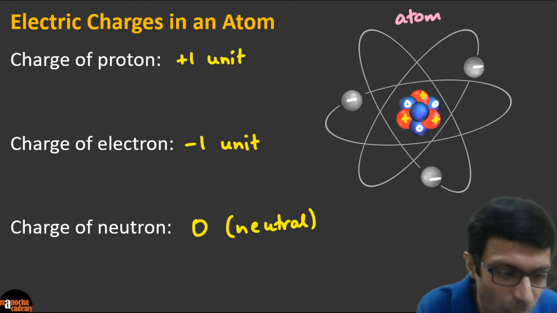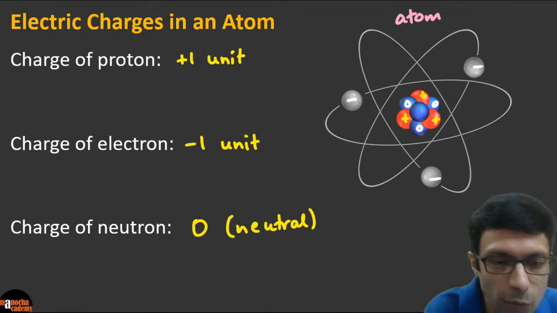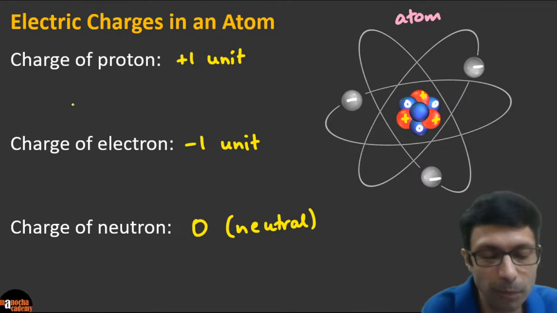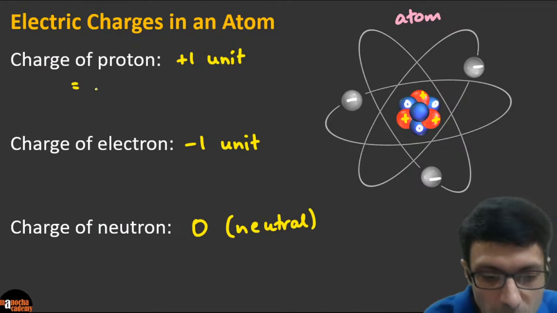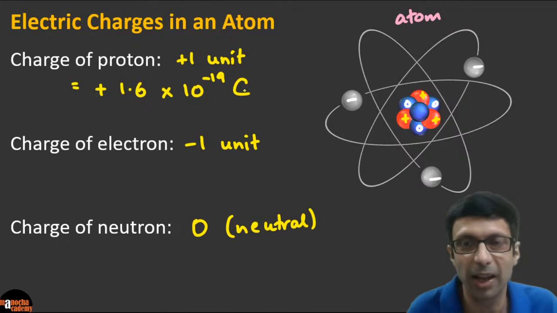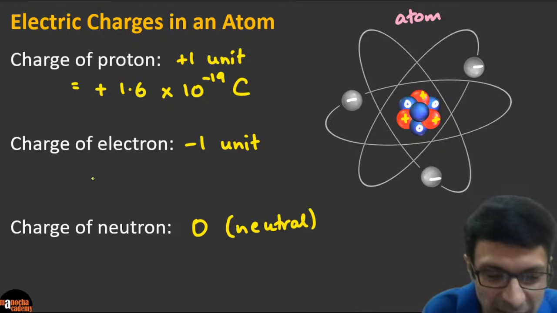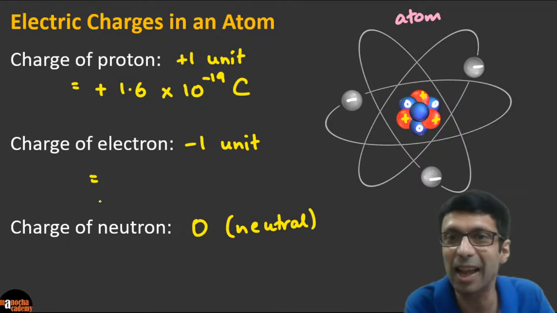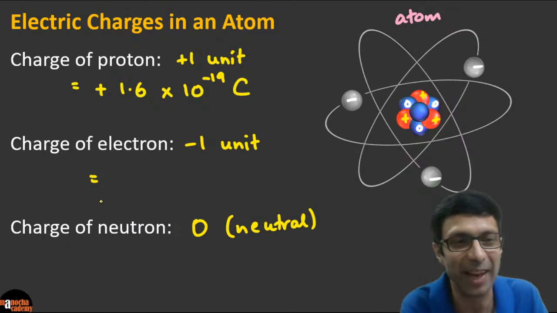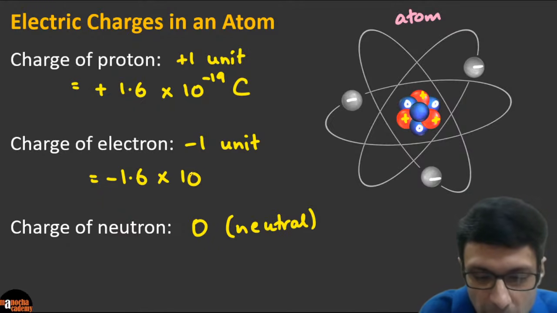And remember, what is the SI unit of charge? We just talked about it, coulomb. So how much is the charge of a proton in coulombs? You need to remember that. That's going to be equal to +1.6 into 10 to the power -19 coulombs. Okay, guys, so +1.6 into 10 to the power -19. Excellent. And electron is exactly the same as the proton except with the negative sign. So it's going to be -1.6 into 10 to the power -19 coulomb.